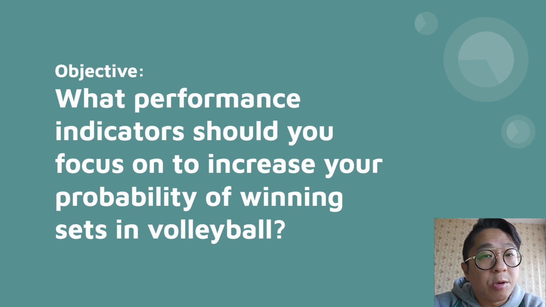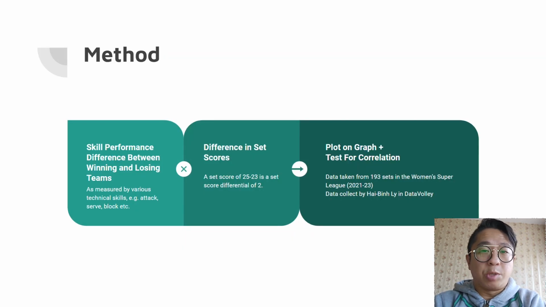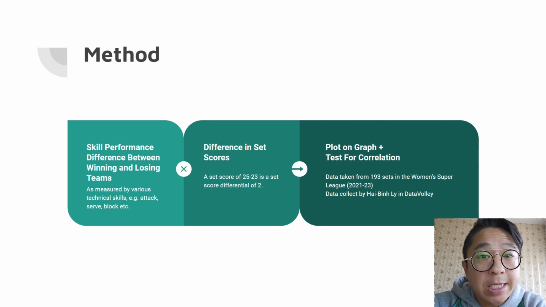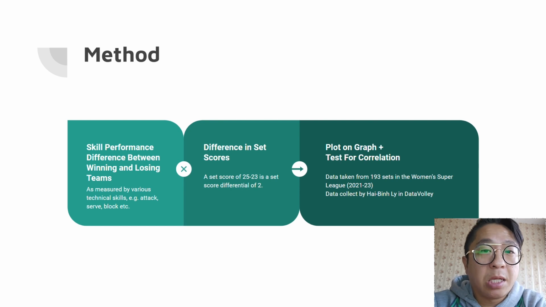I thought that those who are maybe new to volleyball stats, especially those of the Super League teams who now have access to Huddle, could see what stats you should focus on. The way I'm going to do this is I'm going to measure the skill performance of winning teams, measure the skill performance of losing teams, and then calculate the difference. And then I'm going to plot it against the difference in set scores.